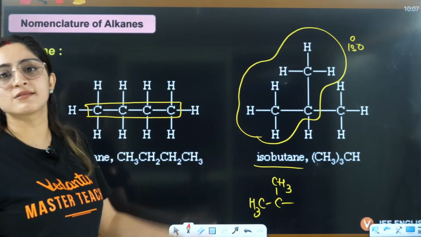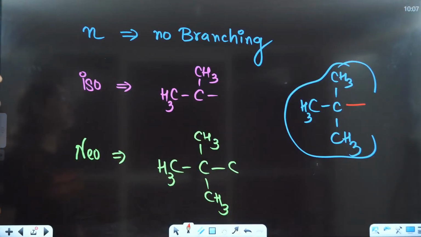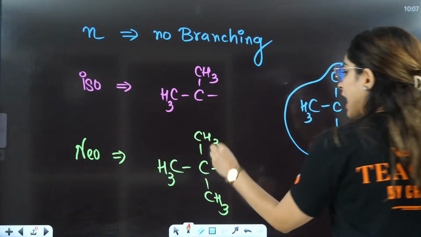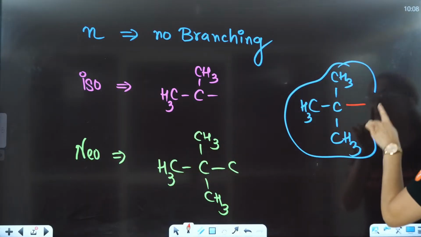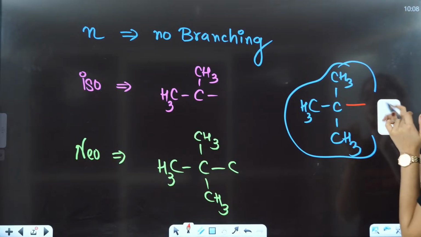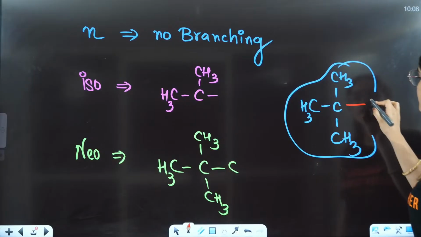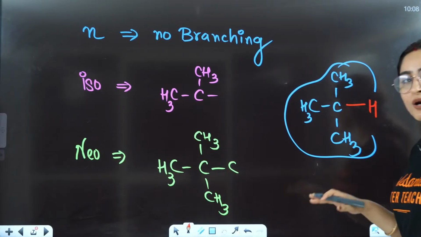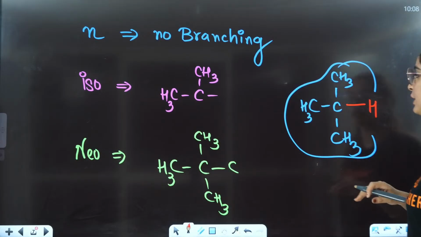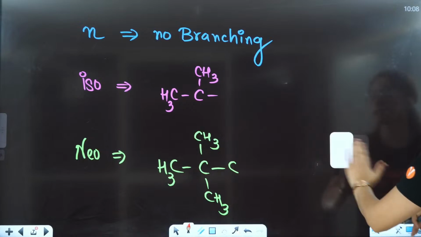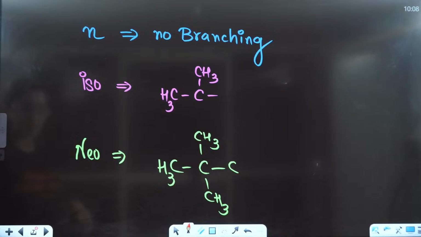We have not made this kind of structure, because neo is defined by scientists as that thing in which a carbon has 3 methyl groups and 1 more carbon is connected. So here 1 more hydrogen is connected. If it was carbon, then it would have been pentane, right? But this is hydrogen, so it is butane, and this is not at all neo, right? Okay, is that clear, everybody?